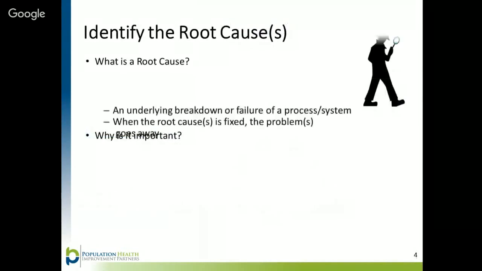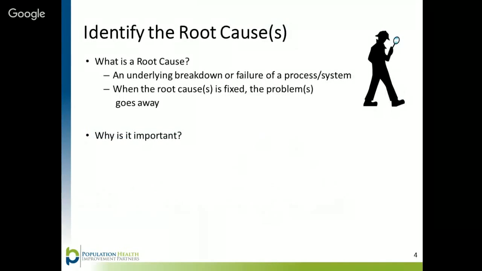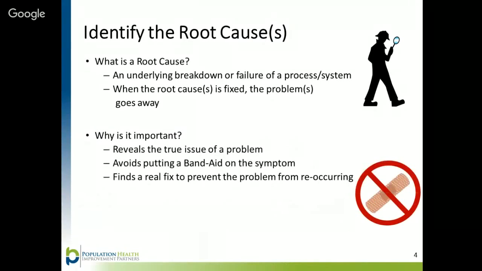A root cause is an underlying breakdown or failure of a process. Identifying root cause is important because it reveals the true reasons why a problem is occurring. It avoids putting a Band-Aid on the symptom of a problem. Once the root cause is found, you can focus on identifying ways to fix the problem. You will know that you have found and fixed the root cause of a problem when the problem goes away and does not reoccur.